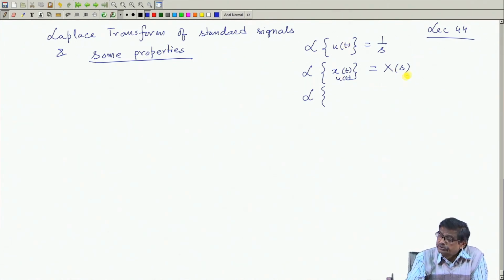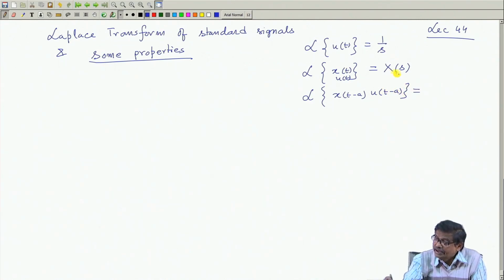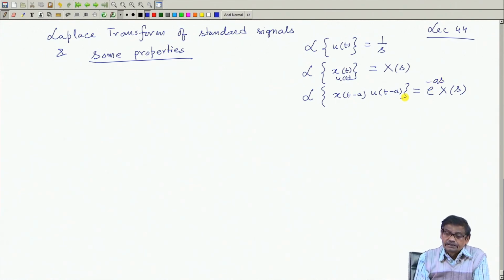So, x(t) u(t) has the transform X(s), then the shifted version x(t minus a) u(t minus a) will become the same X(s), but multiplied by e to the power minus as. That is what we have seen. Okay.